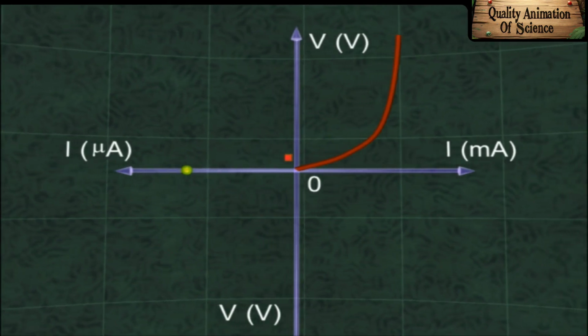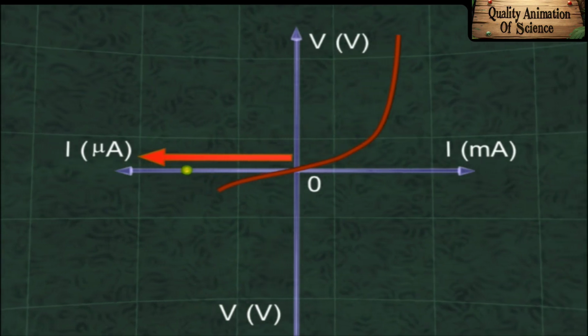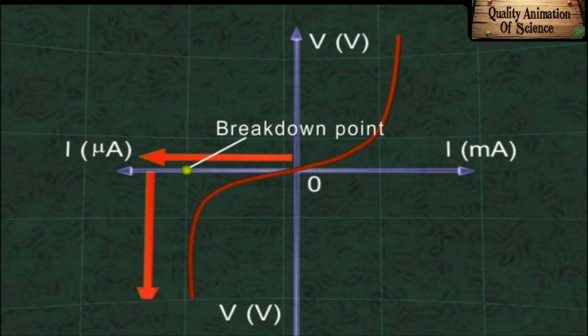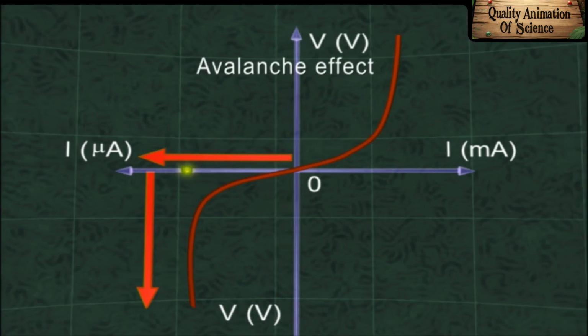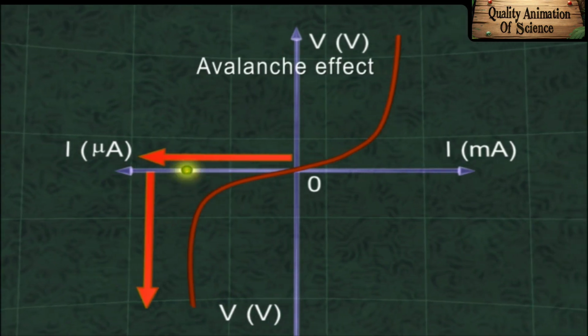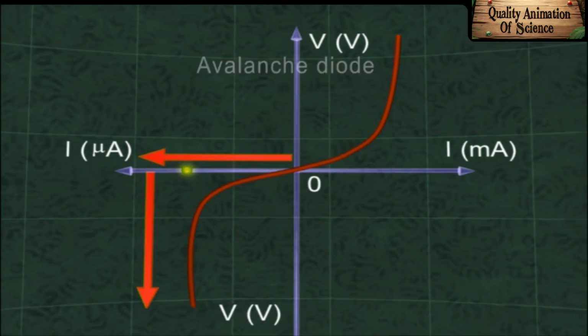This results in the increase in the electric current flowing through the diode. We can say that the diode has reached breakdown point. This type of breakdown is called the avalanche effect. The diode in which breakdown is due to the avalanche effect is known as the avalanche diode.